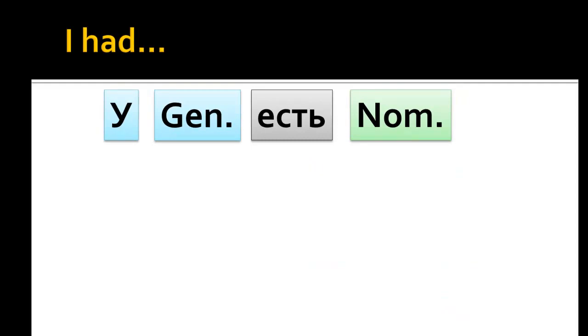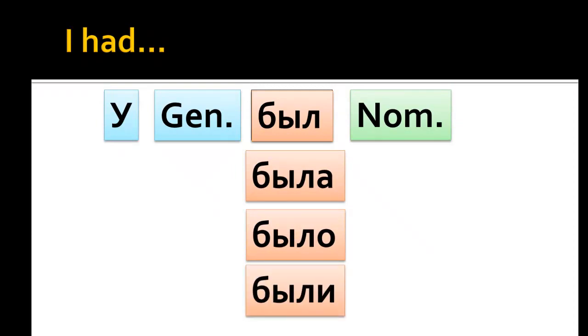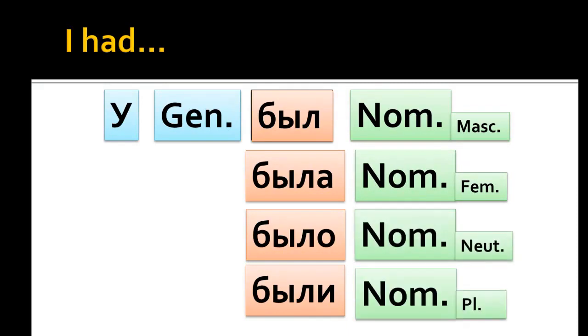Now, this is what you say when you have something. If you want to say that you had or used to have something in the past, you need to replace the word есть with the word был. You already know that был means was in English and that this form has four different forms in Russian. Был, была, было, and были. Just to remind you, you need to use the form был for nominative masculine, была for feminine nouns, было for neuter nouns, and были for plural nouns.